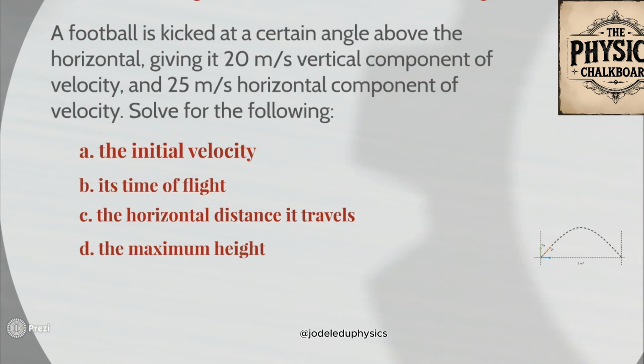We need to solve for the initial speed, the time of flight, the horizontal distance traveled, or range, the maximum height. And that seems like a lot to find, and we only see two numbers, 20 and 25. But those two values might be all we need. Notice that 20 meters per second is the initial velocity in the vertical direction, v sub y, and 25 meters per second is the initial velocity in the horizontal direction, v sub x.